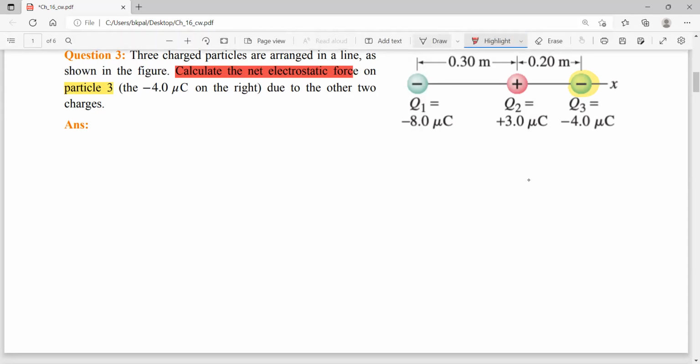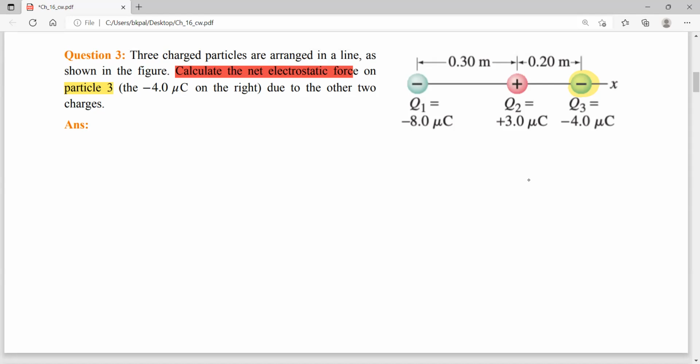All right, due to the other 2 charges. Okay, so if you remember, when I talk about the superposition, if we have some situation like this, we have to individually determine the force. For example, in this case I have to first calculate the force F3 by 1 and then F3 by 2.